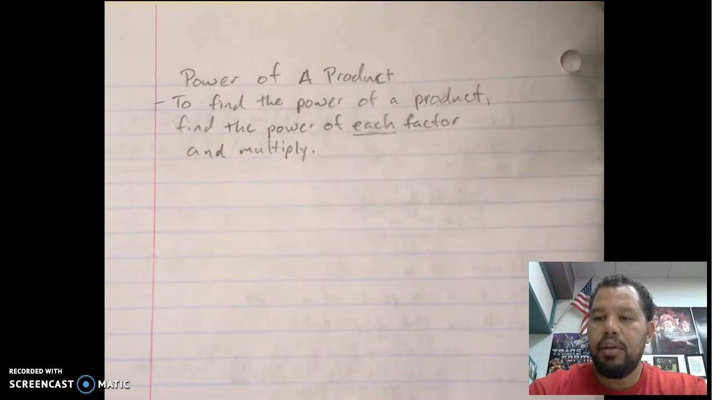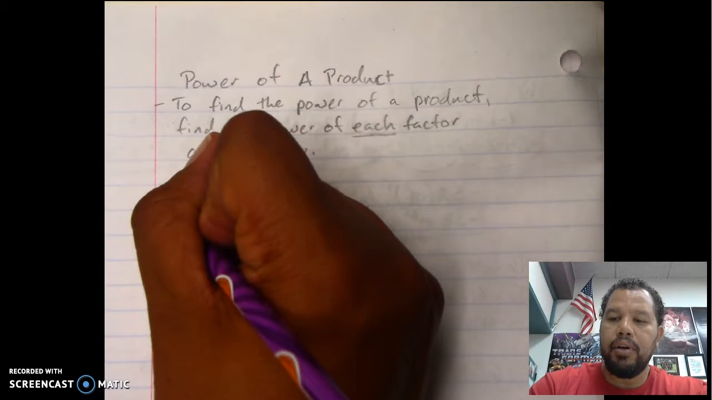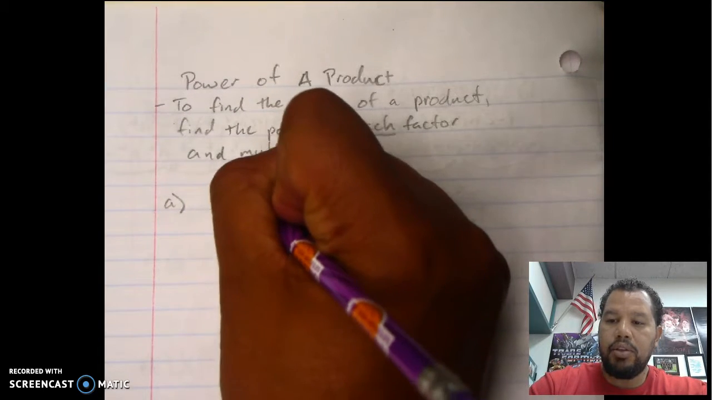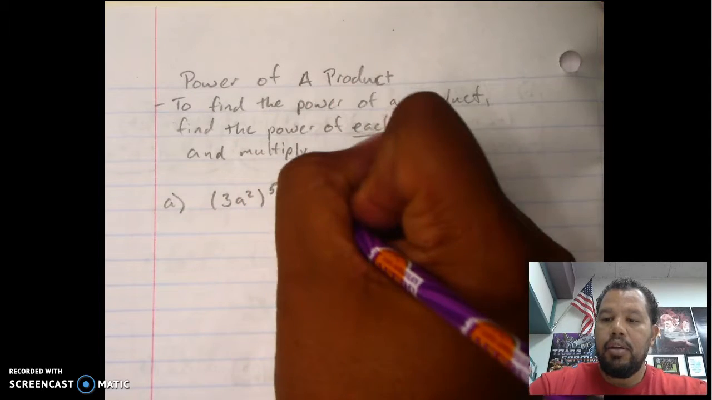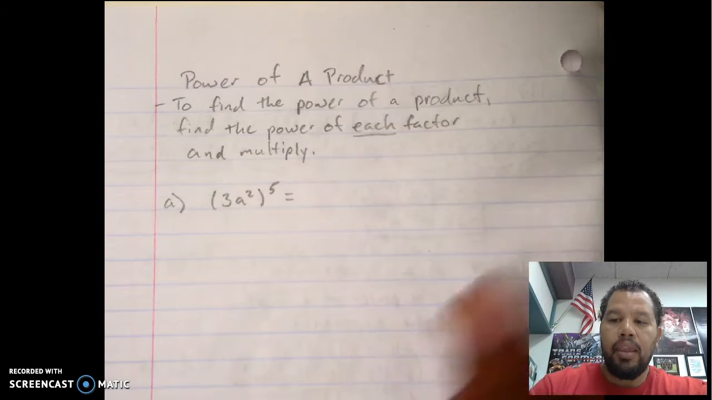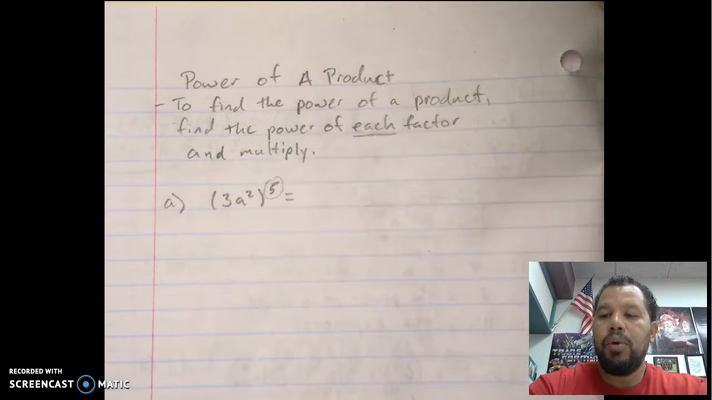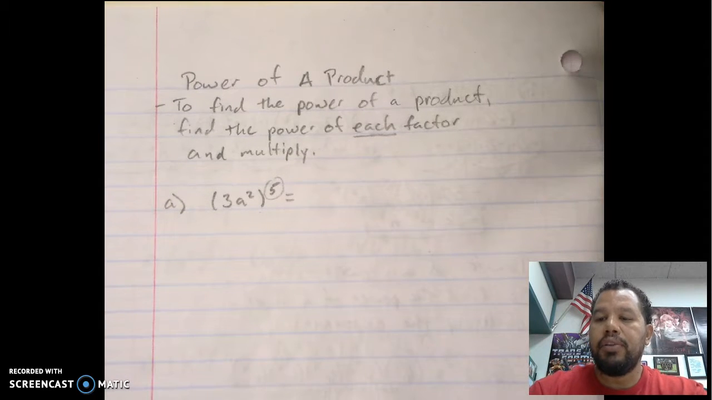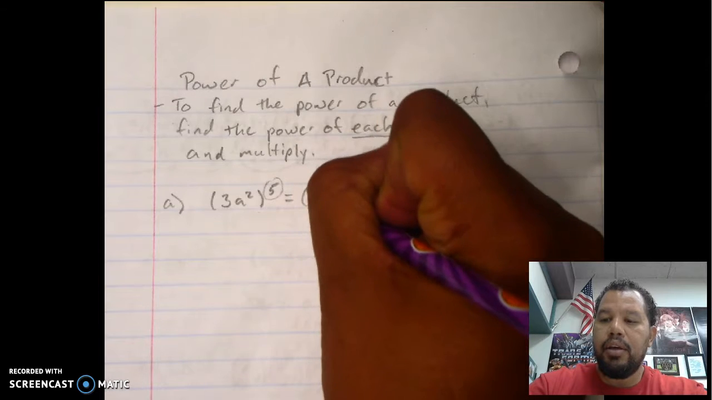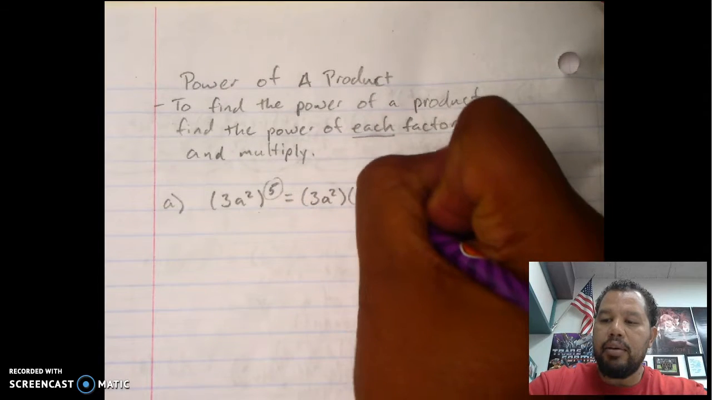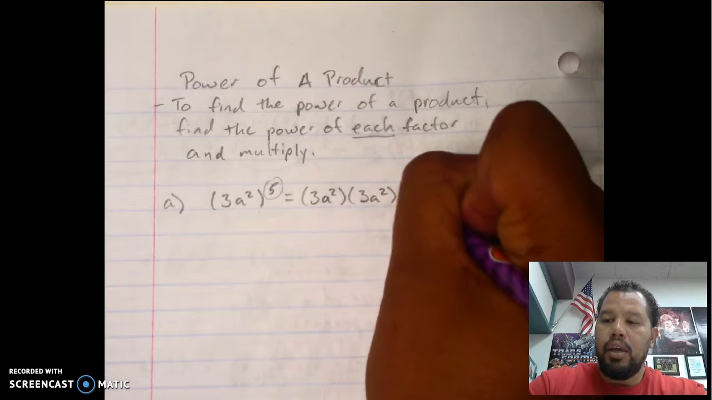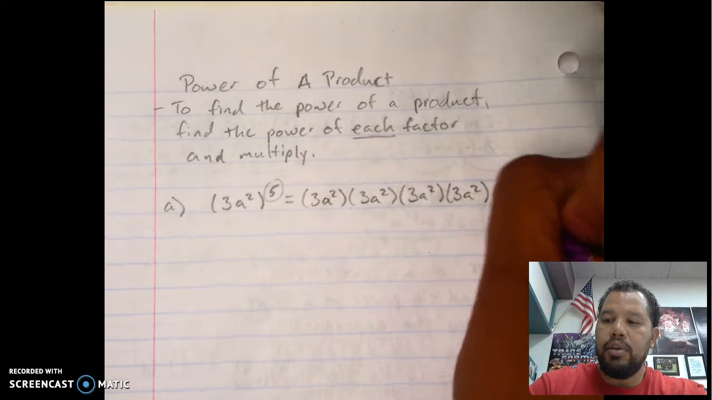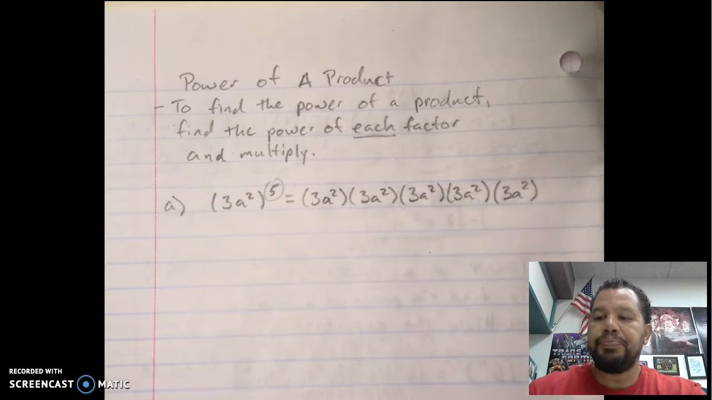Again, this is in words. And here are the examples that we're going to take a look at. Example A, we have 3a squared to the 5th power. Just like we did in the earlier examples, we have the exponent on the outside. That exponent on the outside says we're going to have 5 sets of these parentheses. So we're going to have 3a squared 5 times: 3a squared, 3a squared, 3a squared, and lastly, 3a squared. So there are 5 of them.